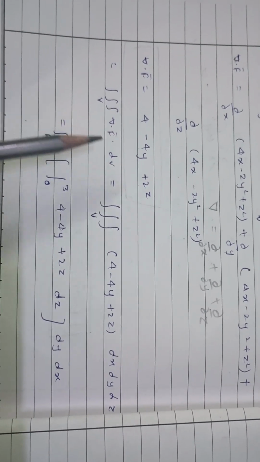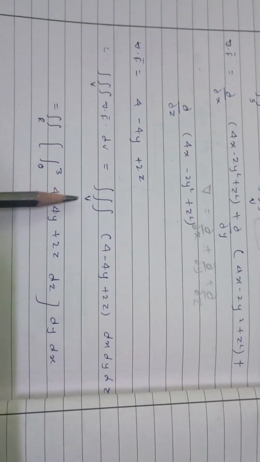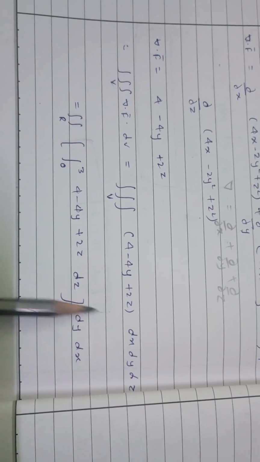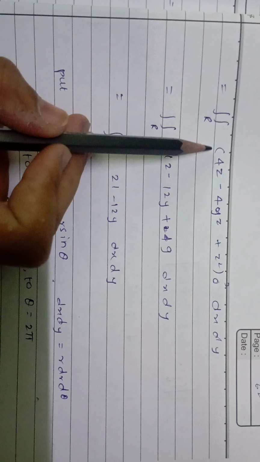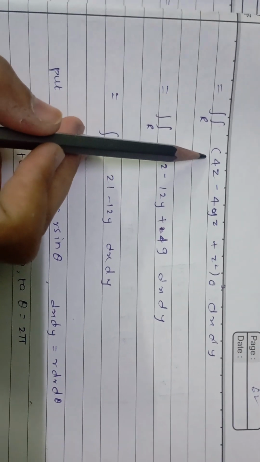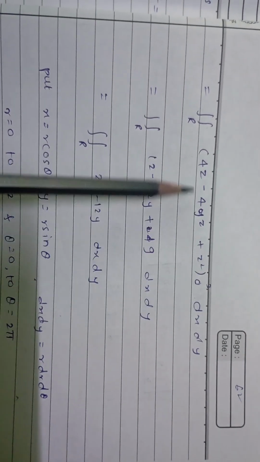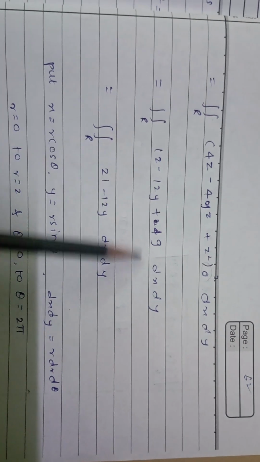As we got the divergence of f bar as 4 minus 4y plus 2z, we integrate it three times, which means the volume integral of the divergence of f bar we will evaluate as follows. Firstly we will evaluate it with respect to z, as we have the limits of z as z equals 0 to z equals 3. While integrating the divergence of f with respect to z, the x and y terms would be treated as constant. So the integration of this would be 4z minus 4yz plus z square, and putting the limits 0 to 3 we will get this.